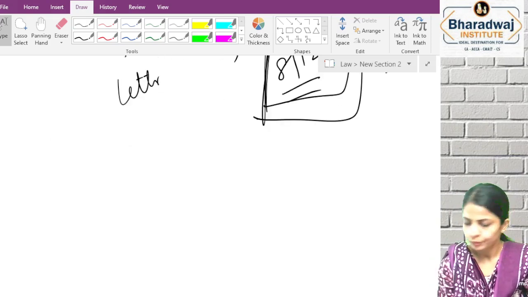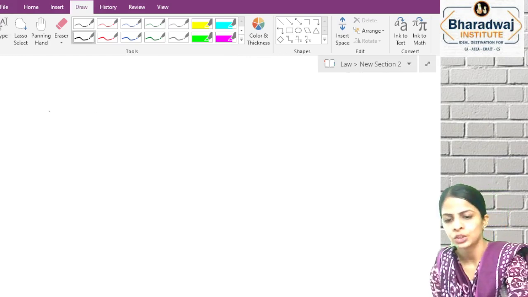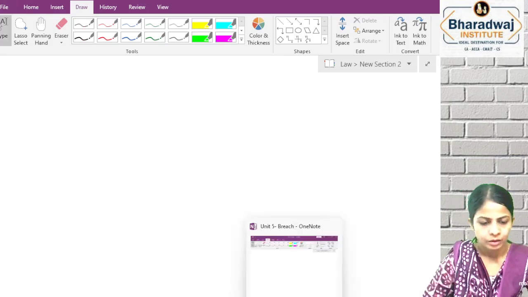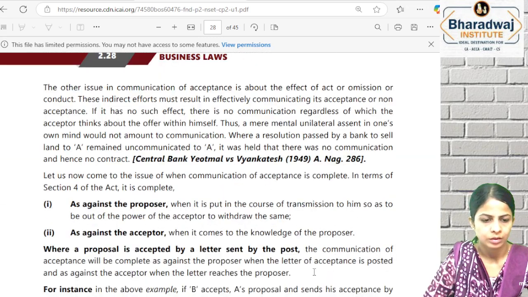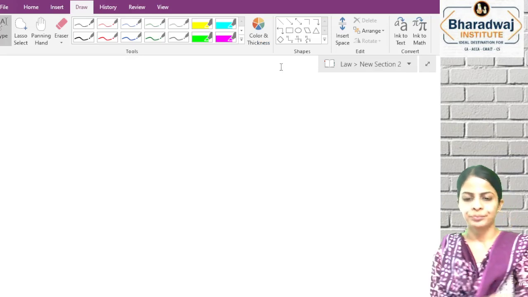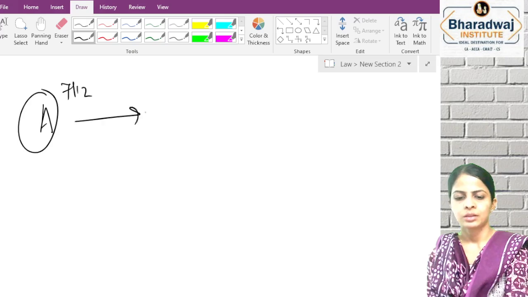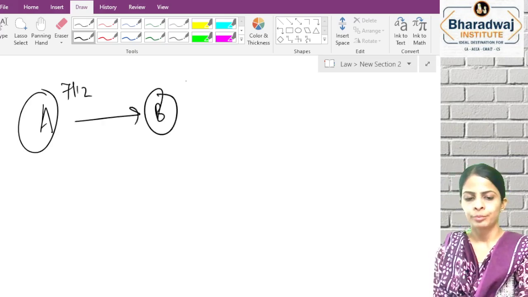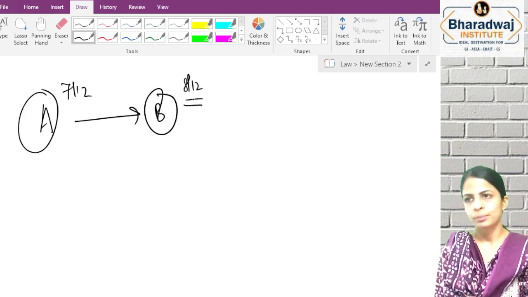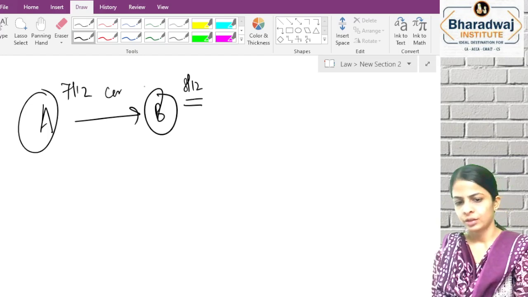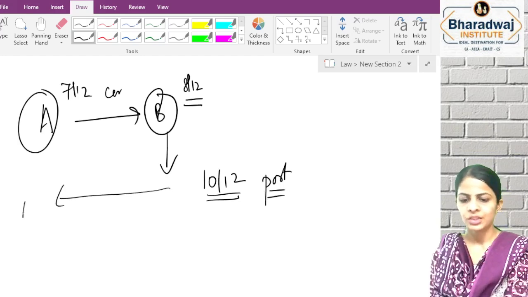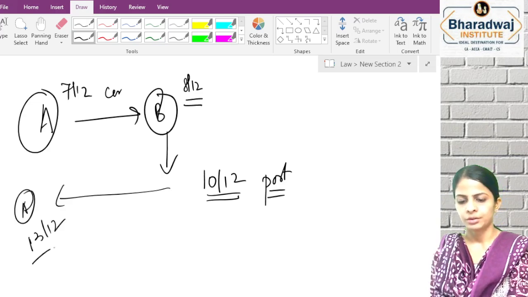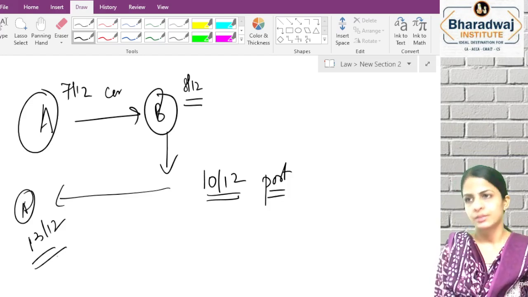Next is communication of acceptance. Now in this there are two parts. The same example: A writes a letter on 7th December. It reaches B and comes to the knowledge of B on 8th December. Now he has to reply. He is also interested to buy the car. Okay, he writes the letter on 10th December and puts it in the post. It reaches A on 13th December.